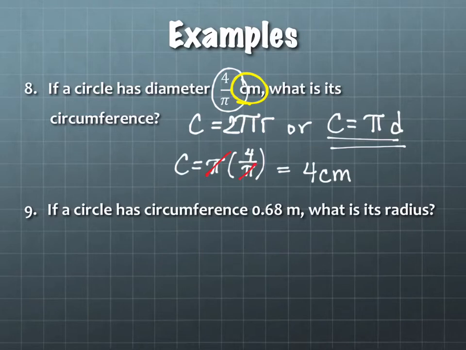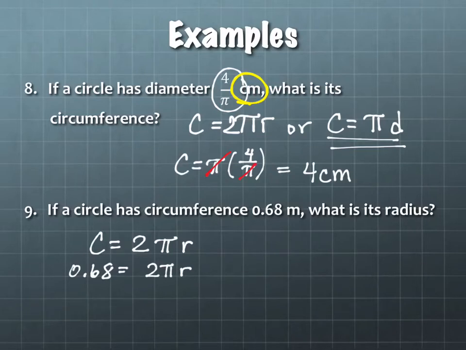Okay, the next question actually asks us to go in reverse. It's telling us the circumference and asking us for the radius. So we need to use the equation that relates circumference with radius, which is circumference equals 2 pi r. But instead of it giving us r, like it gave us d last time, this time it gives us the circumference, which is on the left-hand side. So we need to fill it in the correct location. So this is 0.68 equals 2 pi r.